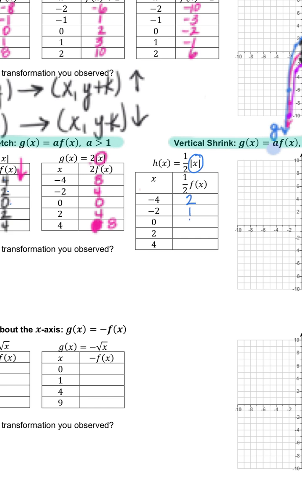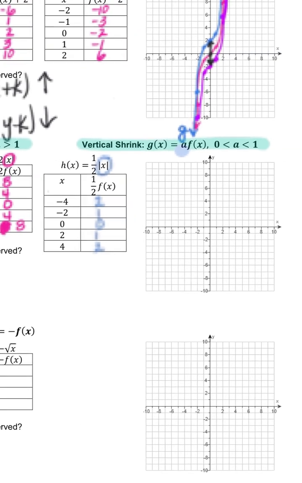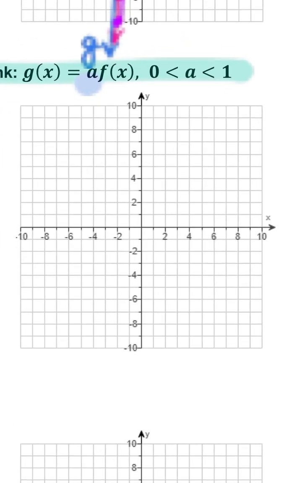Half of 0 is still 0. Half of 2 is 1. And half of 4 is 2. And now I'm going to come over here and look and see what happens. So starting with the original, we have (-4, 4), (-2, 2), (0, 0), (2, 2), and (4, 4).